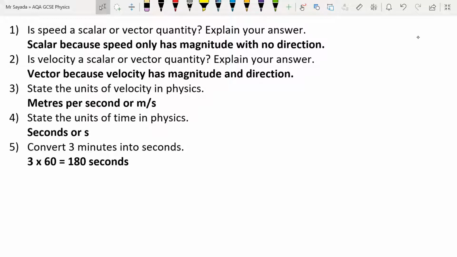So these are all things that you need to know already in order to understand acceleration. It's especially important that you know that the units of velocity are meters per second. The slash means per. And it's very important that you know how to convert minutes into seconds, because seconds are the official unit of time in physics. And any equation which has time in it, you have to use the time in seconds.